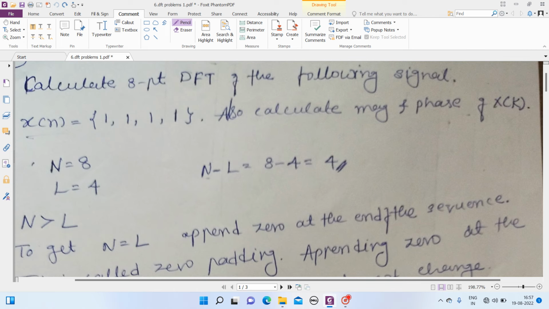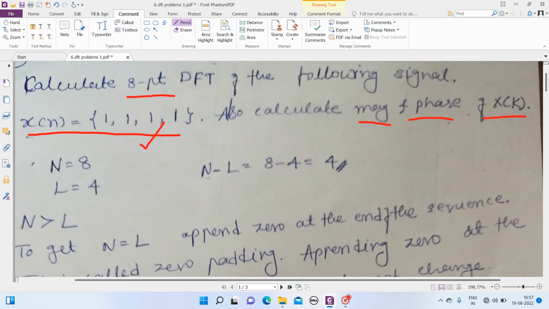Calculate the 8-point DFT of the following signal. This is the signal, right? This is the discrete time sequence x of n. Also calculate the magnitude and phase of X of k. X of k is the DFT of x of n. It is a frequency domain signal. This is a discrete time signal, right?